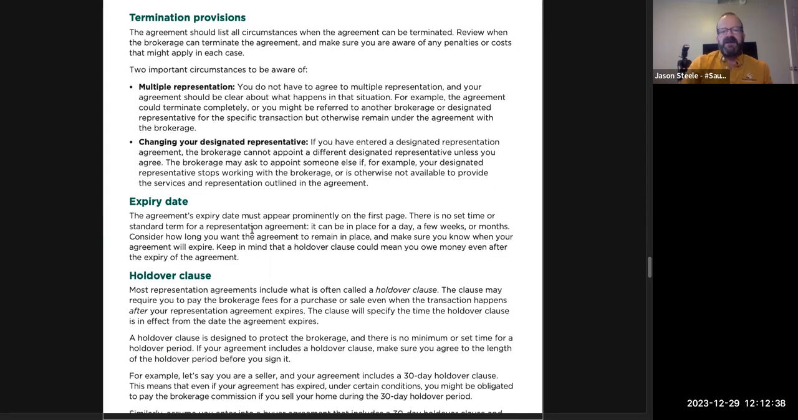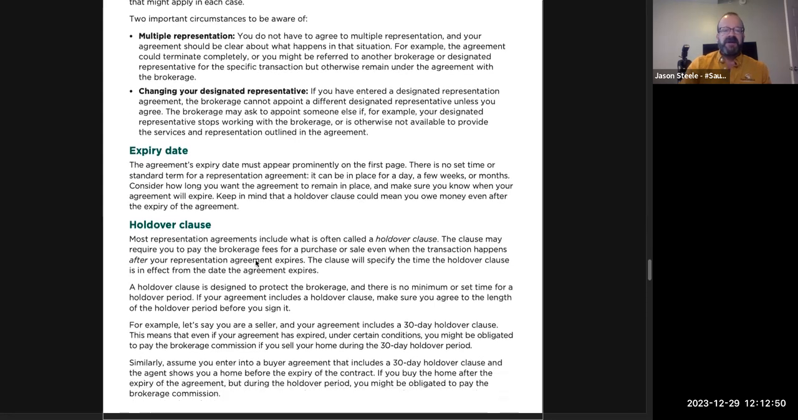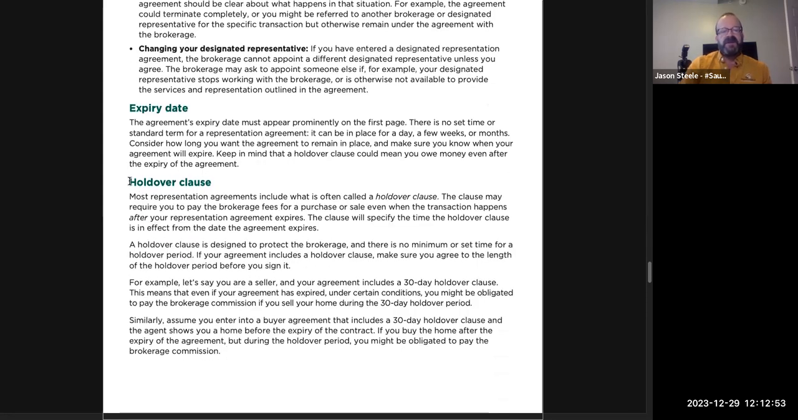Expiry date. The expiry date must appear prominently on the first page. There's no set time or standard. If it's over 6 months, it must be signed. But keep in mind that a holdover clause could mean you owe money even after the expiry. This one is very important because most agents do not explain it when they're signing a second listing.